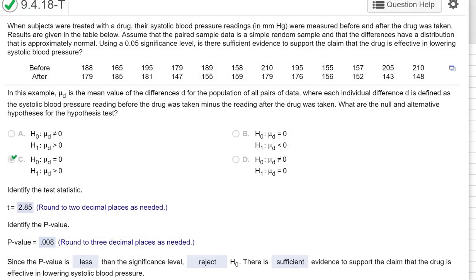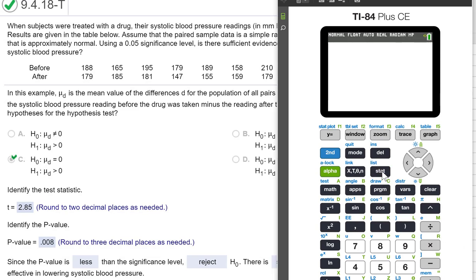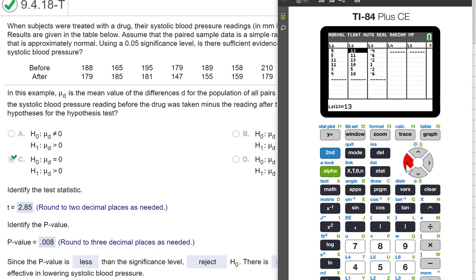Similarly, on the calculator, when I go to Stat and Edit, I need to clear these lists out. So just select L1 and press Clear and Enter. There are a couple ways you can do it to clear a bunch of lists at the same time, but we'll not worry about that. And scroll to the last one, L3, and clear. It's a nice clear list, and then put in the before into L1 and after in L2.